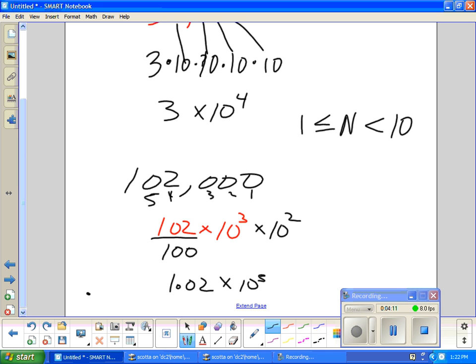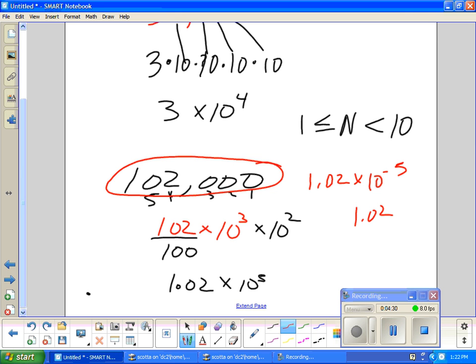You guys forget whether this is positive or negative, because you shouldn't even fathom that 1.02 times 10 to the negative 5 could be this. Because how do I make this exponent positive? Put it to the bottom. So if I take 1.02 divided by 10 to the 5th, could that possibly be a big number? No. Negative exponents have to be positive.